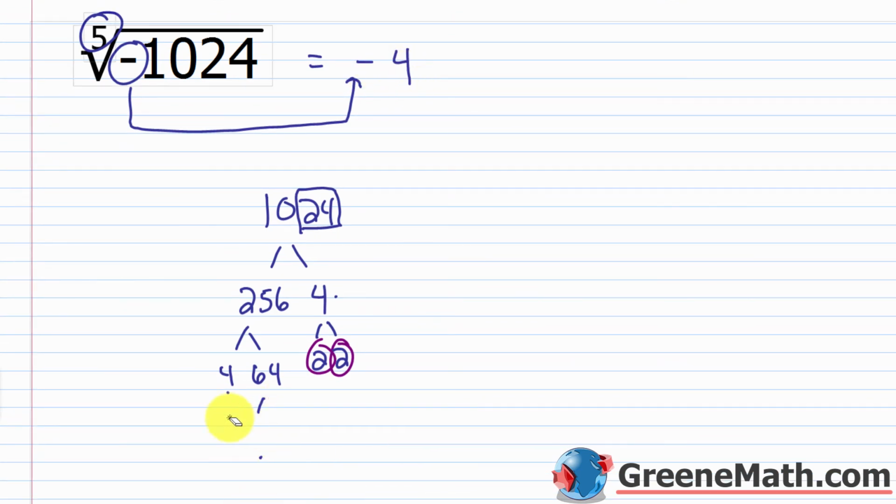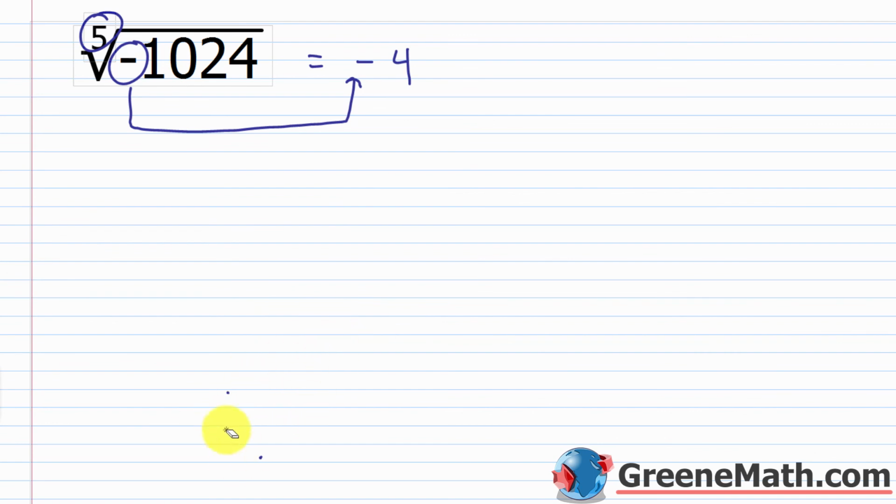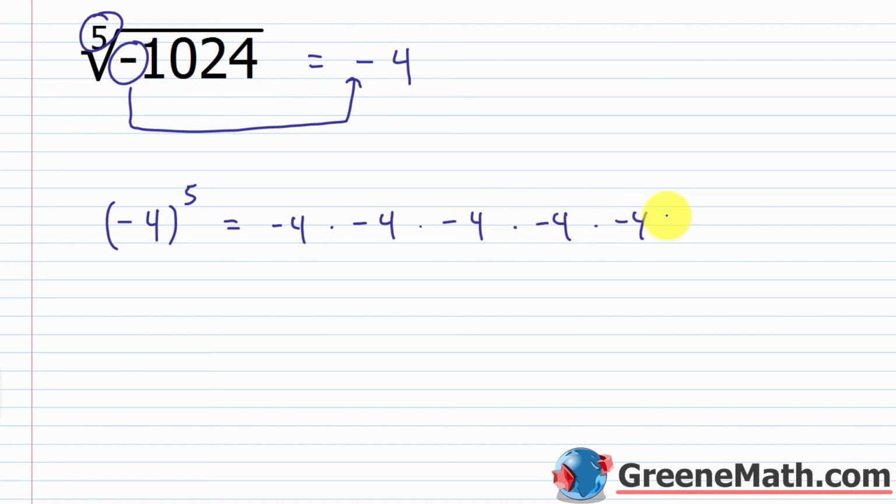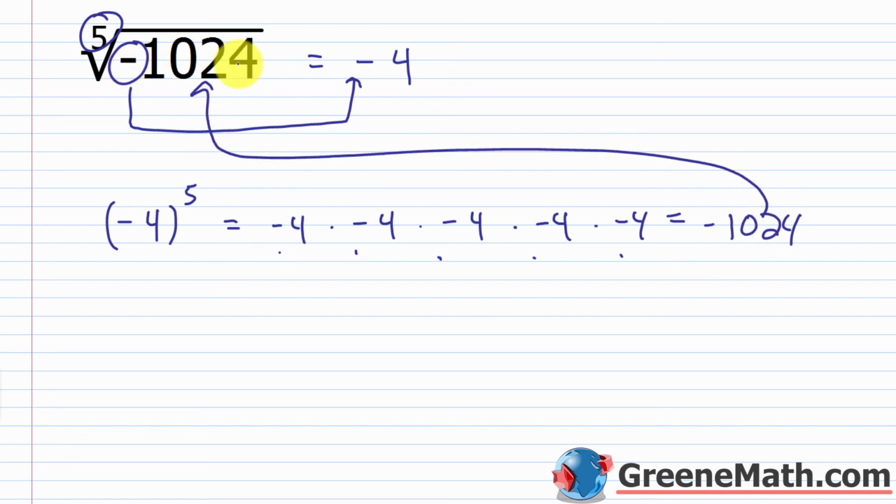So let me erase this real quick, and I can show that to you real quick. So you'd have negative 4. This quantity would be raised to the 5th power, and this would be equal to negative 4 times negative 4 times negative 4 times negative 4 times negative 4. 1, 2, 3, 4, 5 negatives gives me a negative. 4 times 4 is 16. 16 times 4 is 64. 64 times 4 is 256. And if I multiply 256 times 4, I get 1024. Right? Stick that next to the negative, and I get my negative 1024 back, which was my radicand.